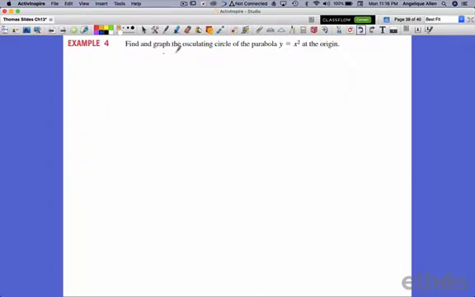All right, so let's find the graph, or the equation anyway, of the osculating circle, the circle of curvature for this parabola at the origin. Okay, so we need to parameterize this and do it as a vector valued function. So if I make x t, then y is going to be t squared. All right, see how I did that? If x is t, then y is going to be t squared.